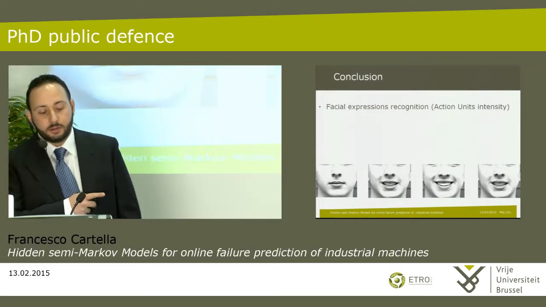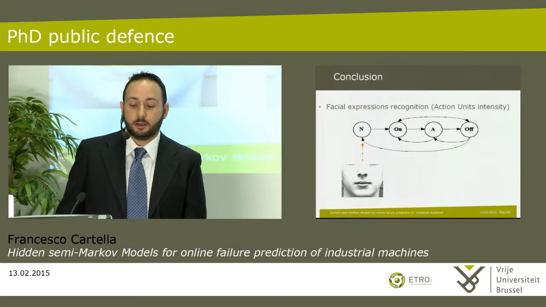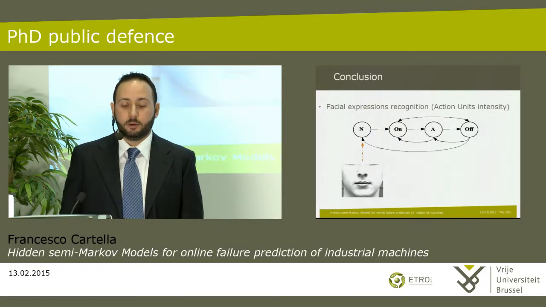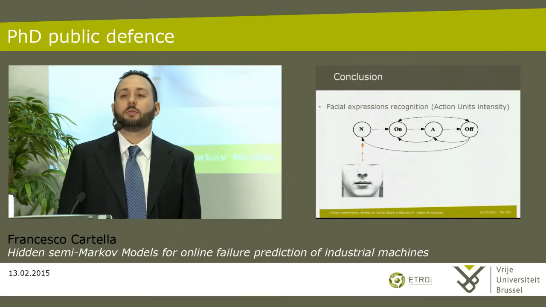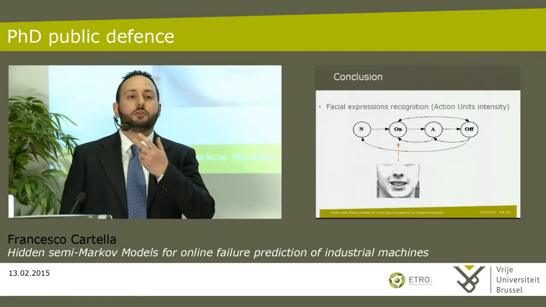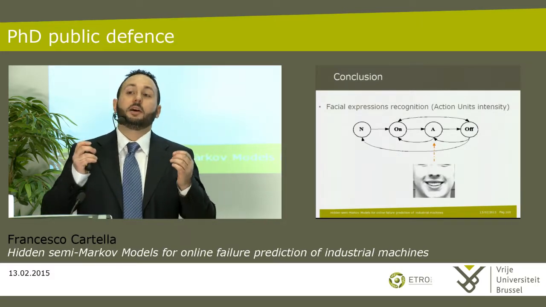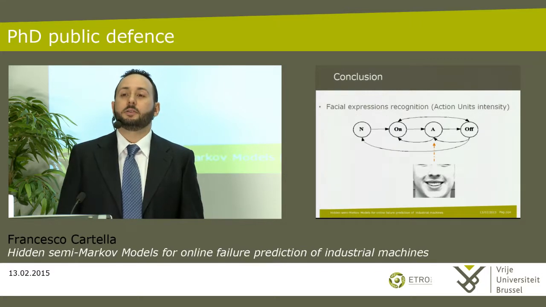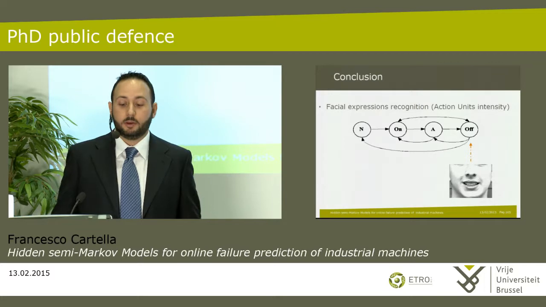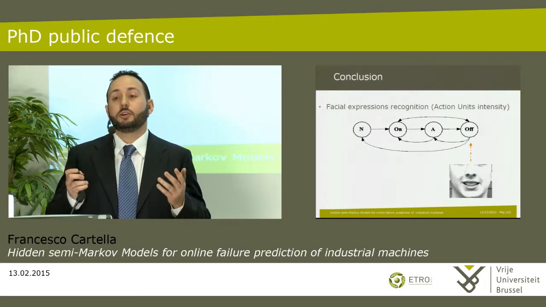So, for example, this slide shows the movement of the corner of the mouth in a smile. The goal of the work was to classify each frame of a video as belonging to one of 4 possible classes: the neutral, in which the action unit is not present; the onset, in which the action unit starts to appear; the apex, in which the intensity of the action unit reaches its maximum; and finally the offset, in which the action unit comes back towards a neutral expression.